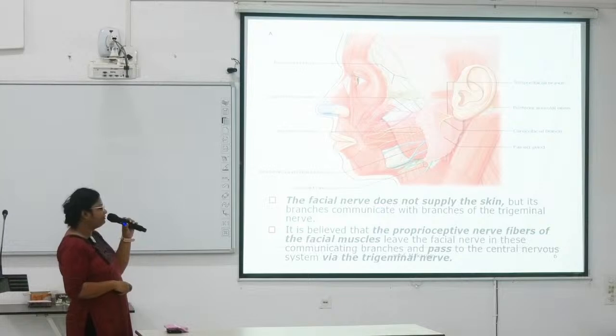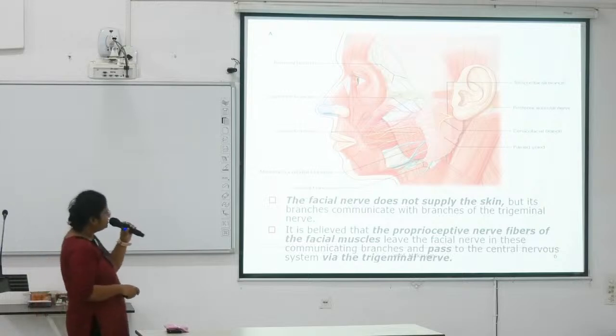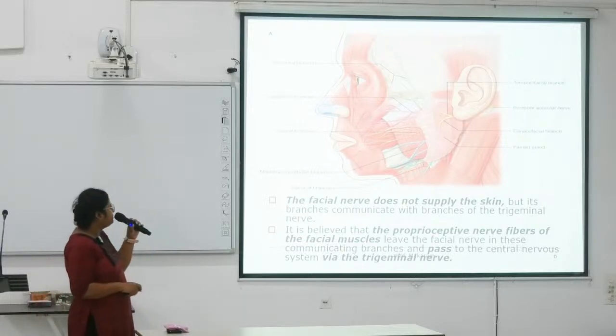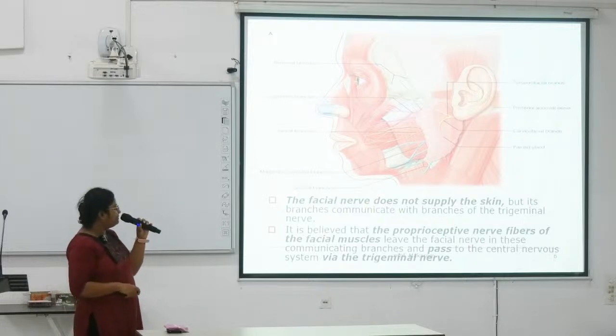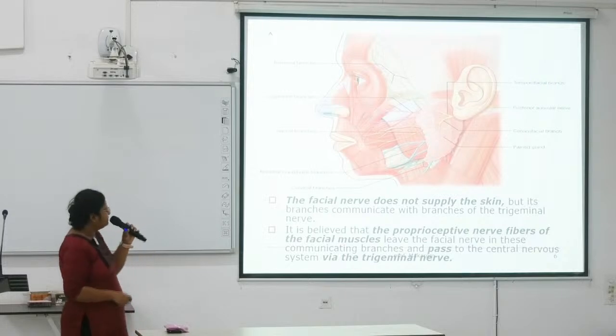Nerve fibers of the facial muscles leave the facial nerve in these communicating branches and pass to the central nervous system via the trigeminal nerve. Okay, so mainly all the sensations, pain, touch, temperature, and also the proprioceptive sensation from the muscles, all these are carried by branches from the trigeminal nerve. Okay, next.